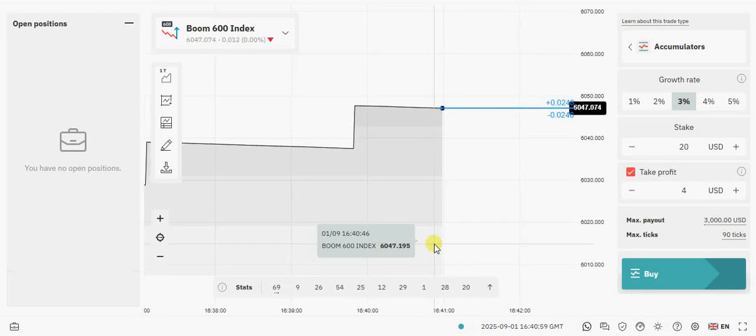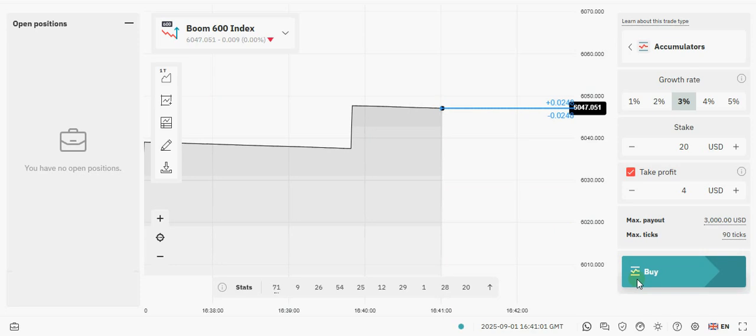And here we'll be trading the Boom 600. We dropped the Boom 1000. We're going to be dropping 6 strategies today, 1st of September 2025.